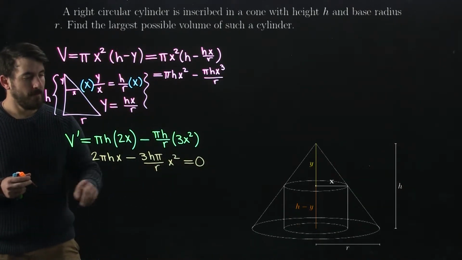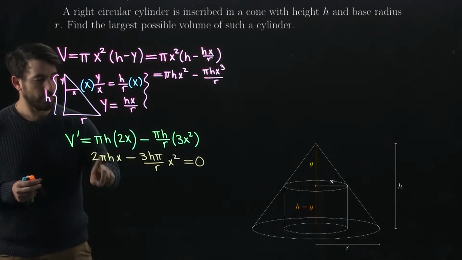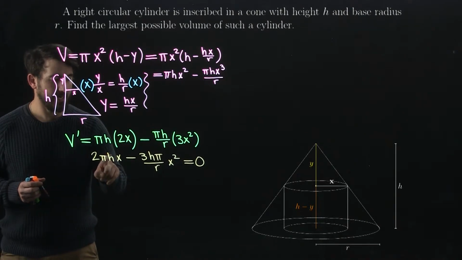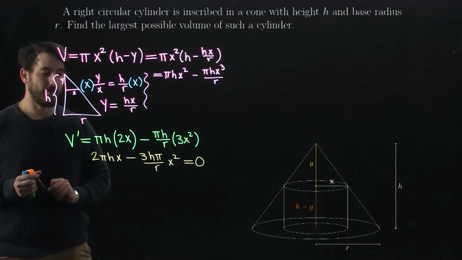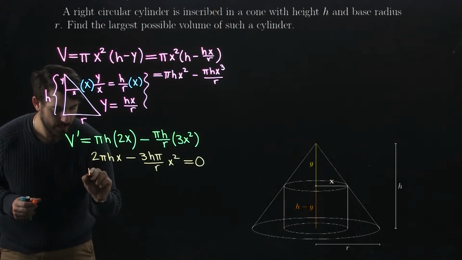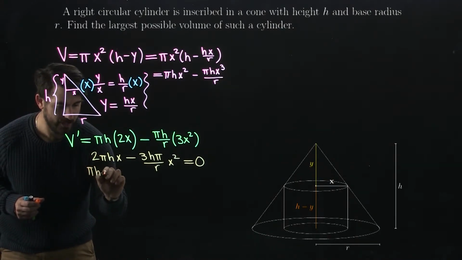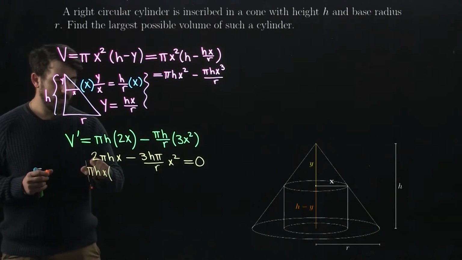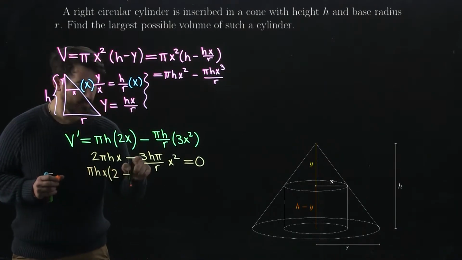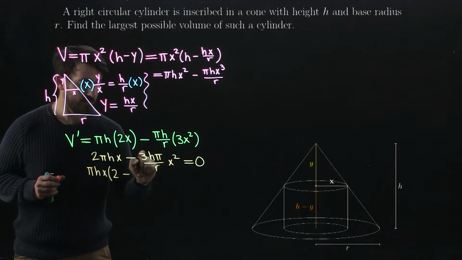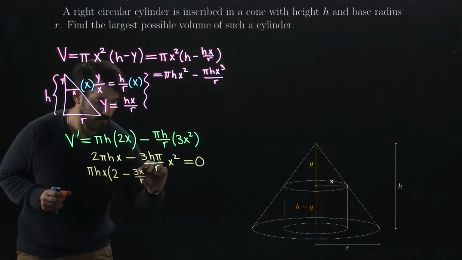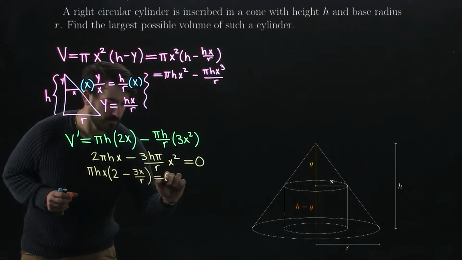Now, I look at this equation and I have two terms. In both of these terms, I see that an h and a pi are common, and an x. So I'm going to factor out a pi, h, and an x. And I'm left with 2 minus 3x over r, and this is all equal to 0.